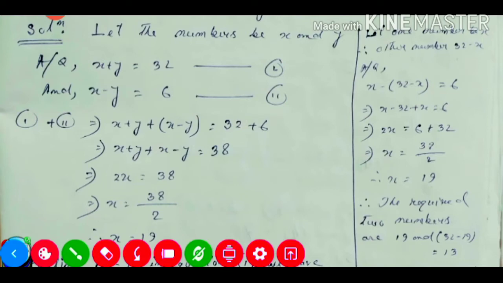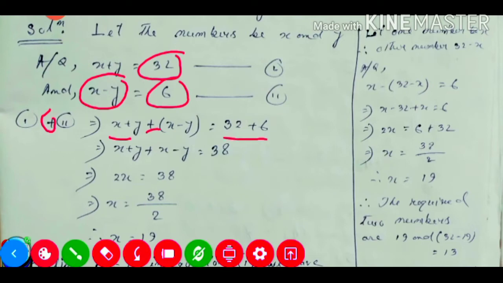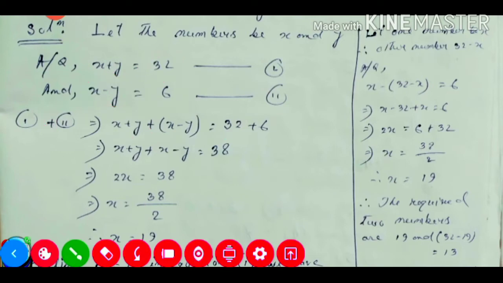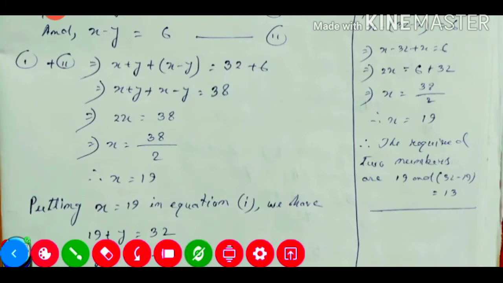So the left hand side of equation 1, x plus y, plus the left side of equation number 2, x minus y, is equal to the right side of equation number 1, 32, plus the right side of equation number 2, 6. So 32 plus 6. Now this one we take out from the bracket. So it will be x plus y plus x minus y is equal to 32 plus 6.